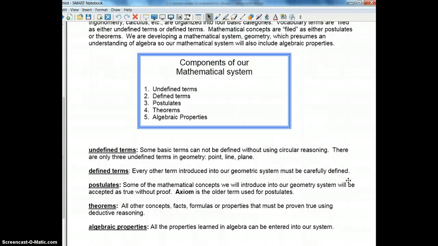And here's the way that I like to think about it. If you think about a football game, the terms in geometry would be like the equipment. The terms would be like the football and the goalposts. The postulates and theorems are like the rules of the game. They tell us how we can play the game and how we can use the equipment. So if this terminology is kind of confusing for you, think of, again, the undefined and the defined terms as our equipment for the game of geometry, and our postulates, theorems, and algebraic properties as our rules for playing the game.